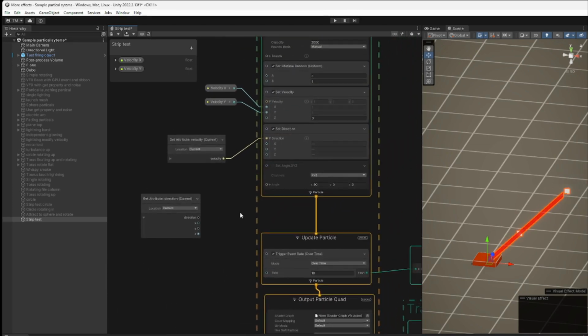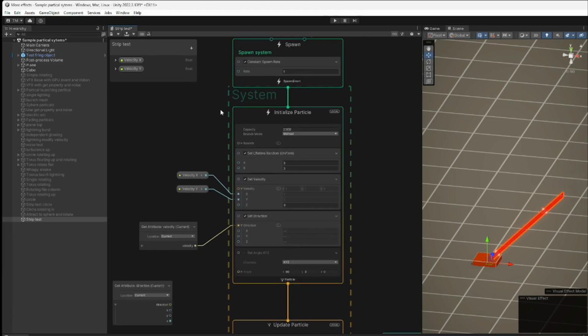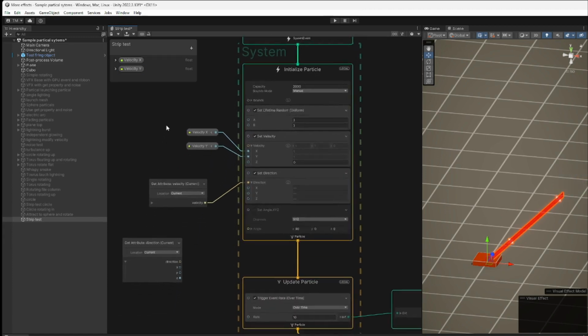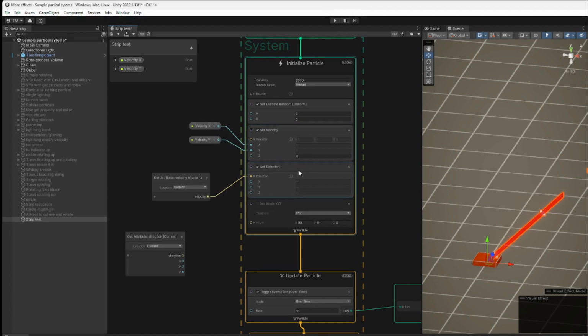Now what I have is a pretty simple system. I'm spawning a particle and moving it in some direction. I have this velocity x and y that I've exposed, and right now they default to 1, so it's just moving at a 45-degree angle up and to the right. And I'm going to set this direction. Remember, it doesn't get set by itself, and I'm going to set it to the velocity. So basically the velocity is defining the direction that the particle is moving. And so I'm setting that direction.